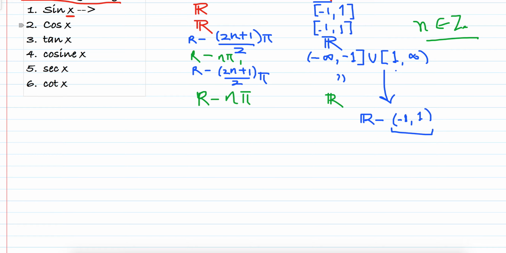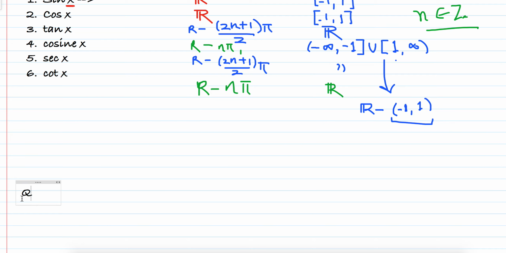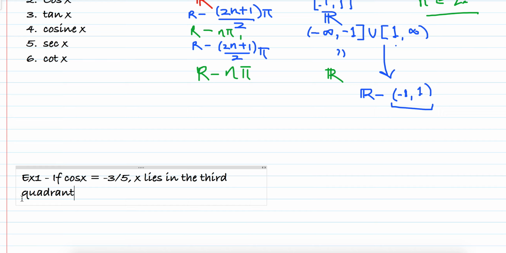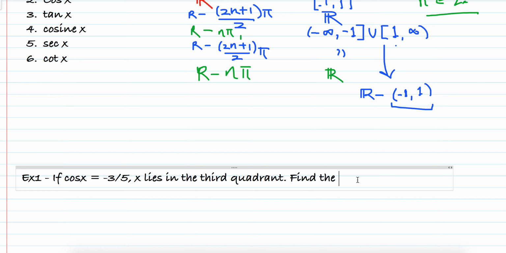Now quickly I will take one numerical example. The example says: if cos x equals minus 3 upon 5, where x lies in the third quadrant, so x takes values more than pi and less than 3 pi by 2, find the values of other trigonometric functions.